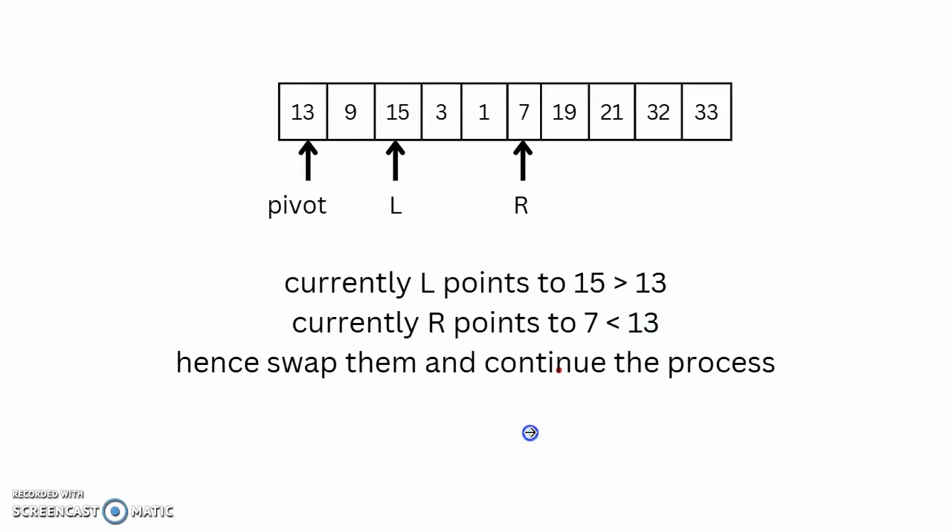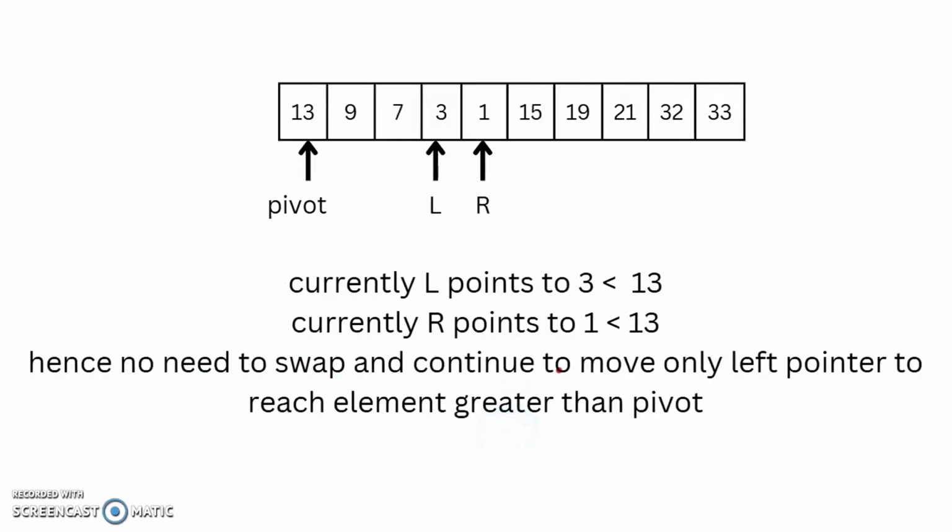So when you move the left pointer, it points to the value 15. So now L points to 15, which is greater than 13, and the right pointer points to 7, which is less than 13. So the conditions are met. That is, L points to a value greater than pivot and R points to a value lesser than pivot. So hence we can swap these values and continue the process. After swapping, we move the pointers one step, both L and R.